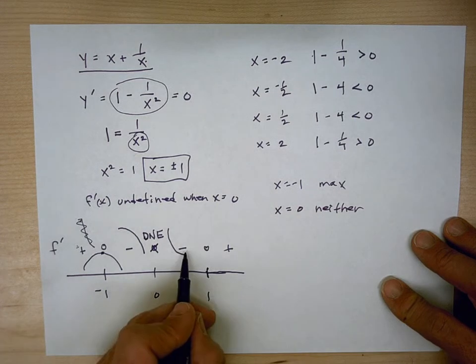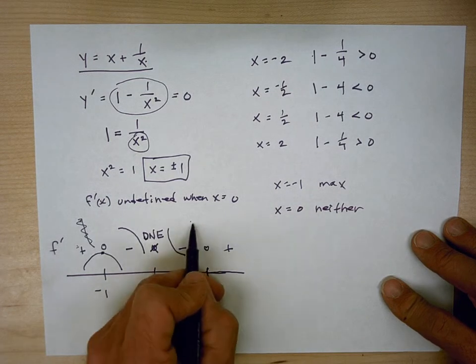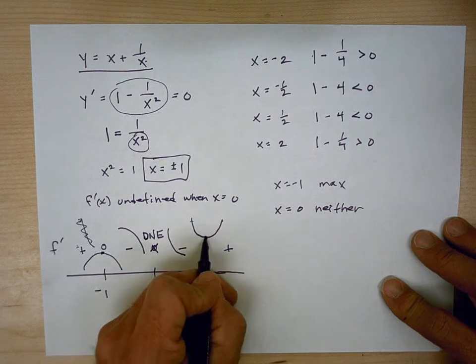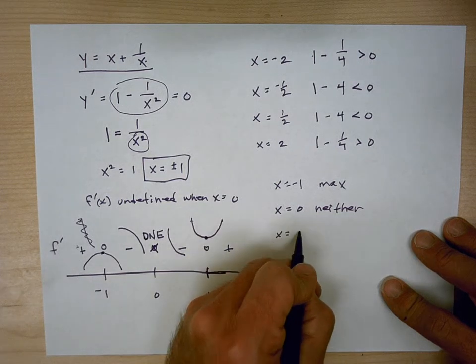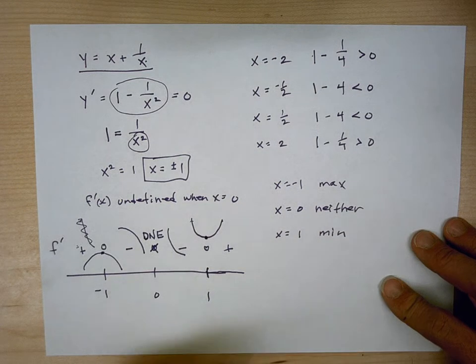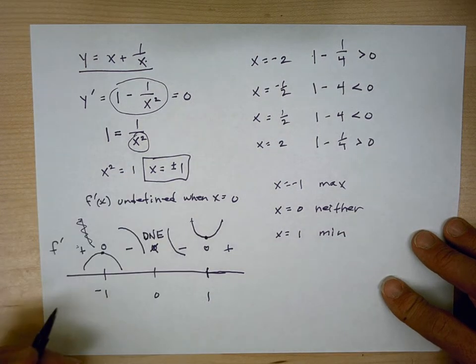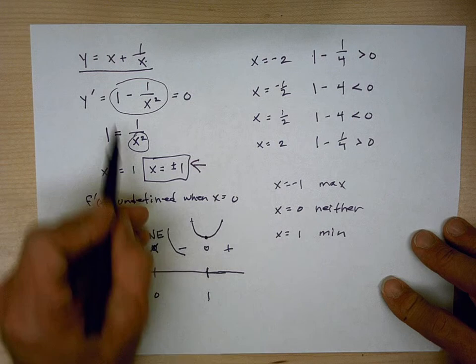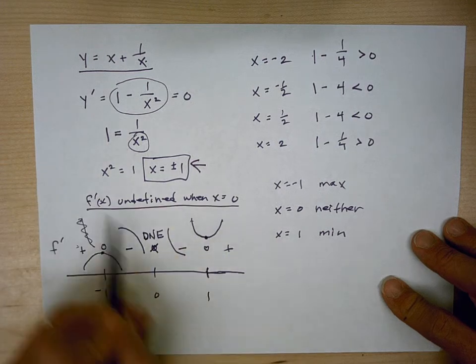And then over here, we're going from decreasing, 0, and increasing. So clearly that's a minimum. So at x equals 1, we have a minimum. So this is how we use the first derivative test to test our critical points. So just quick review, we found our critical points. We set it equal to 0 to get these. We look where it was undefined to find that.